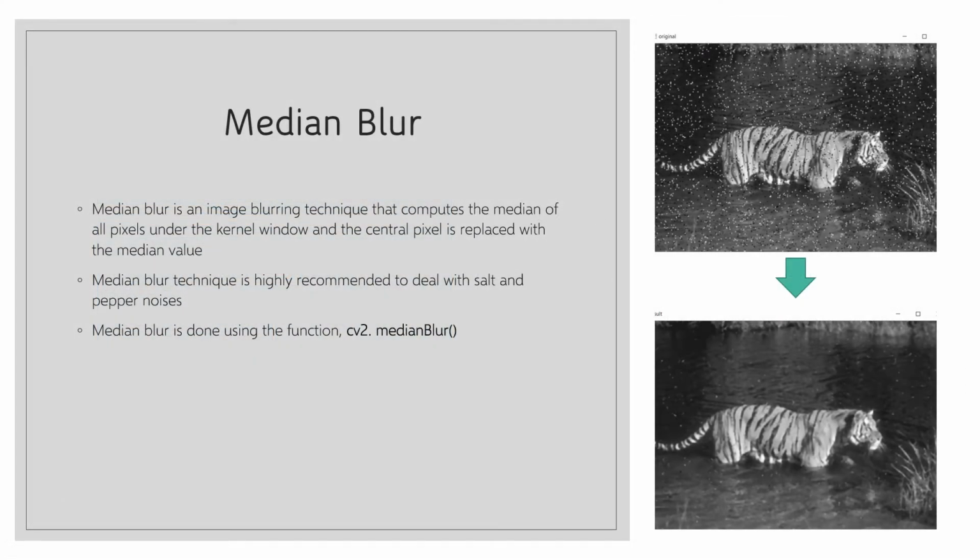Median blur is an image blurring technique that computes the median of all pixels under the kernel window, and the central pixel is replaced with the median value. The median blur technique is highly recommended to deal with salt and pepper noise. This is the example of an image that has salt and pepper noises. Median blur is done using the function cv2.medianBlur. So this image uses median blur to reduce the noises. As you can see right here, it has a better result than this.